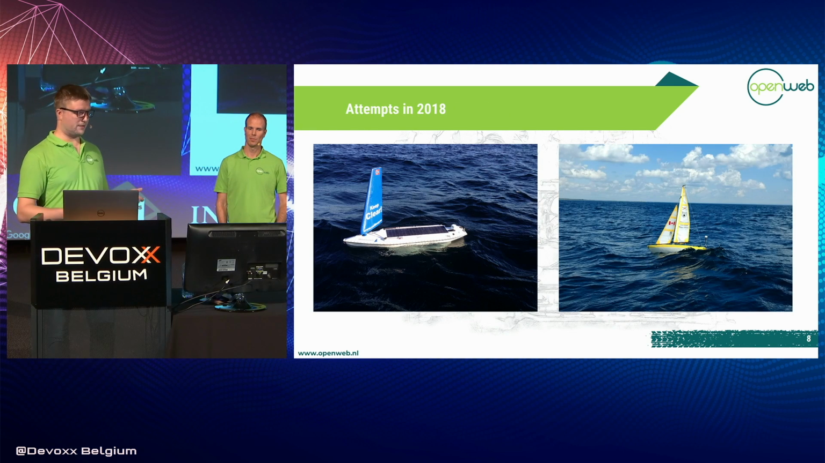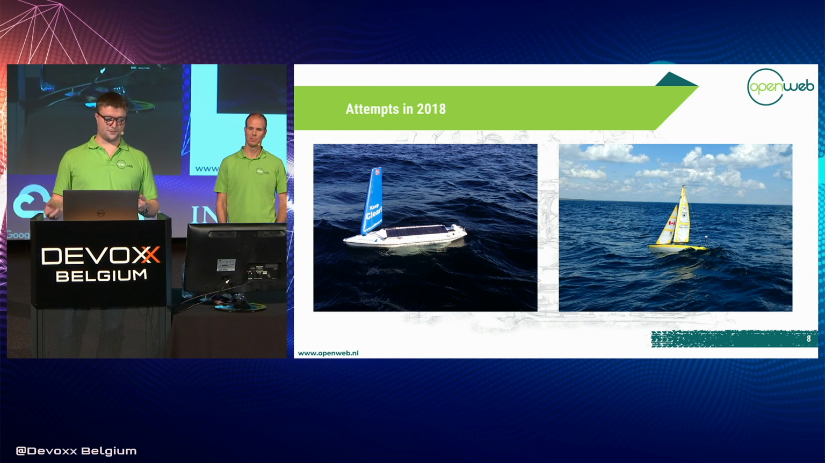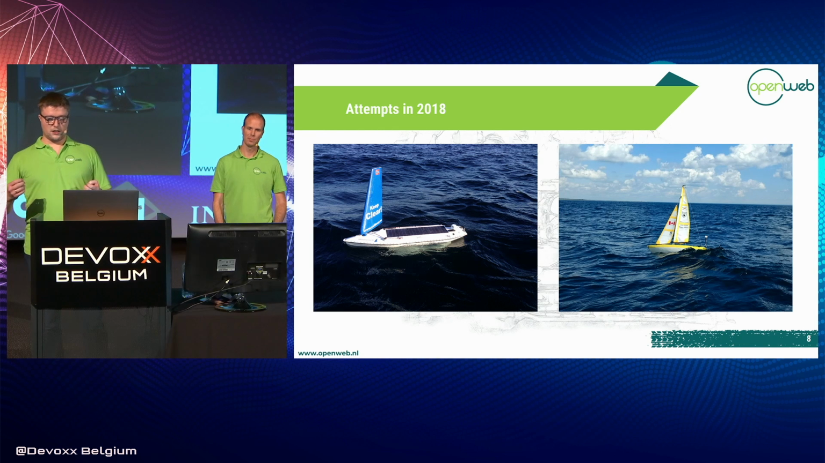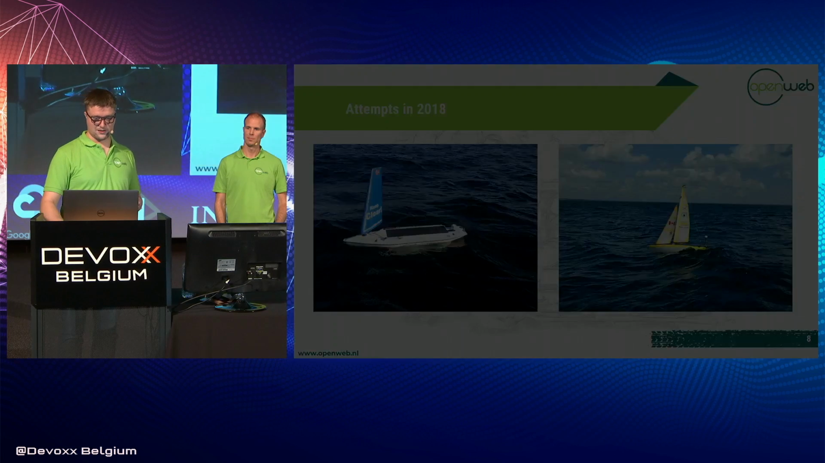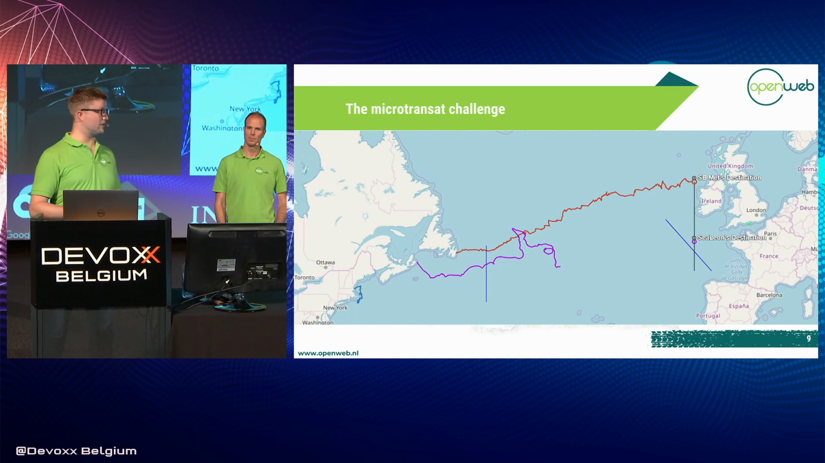So this year, there were also a couple of attempts, and the one with the blue sail is the one that does the unmanned version, and he got to the finish line. And the yellow one is the one that does the autonomous version, and it got lost. And to give you a presentation on how it is going, the red one is the unmanned version. So there you could see he got to the finish line, and the purple one probably sank.